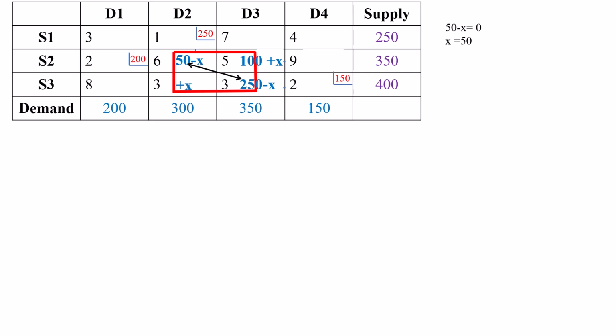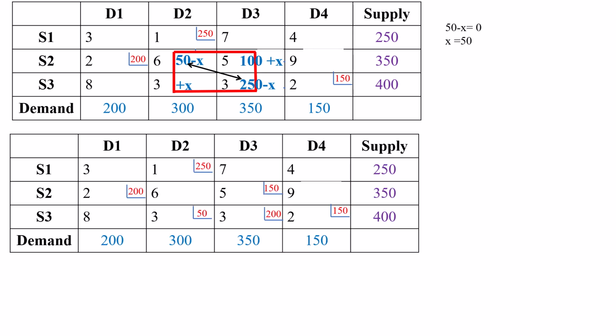Then I have to substitute the x value in the allocated values. Now once again the allocation values will be changed. Here plus x value is 50, so here it will be changed into 50. Then here 250 minus x becomes 200, this allocation value. Here 100 plus x equal to 50 means 150. 50 minus 50, so here it is 0. So now this is the modified allocated transportation matrix.